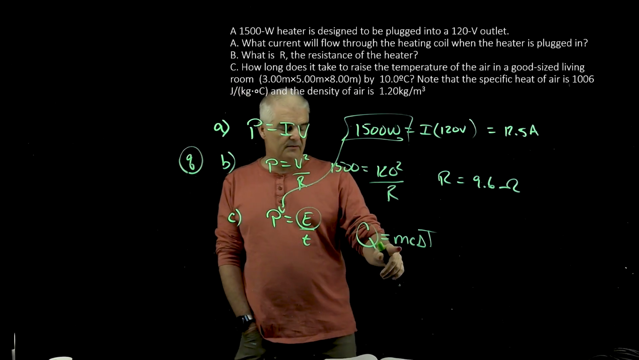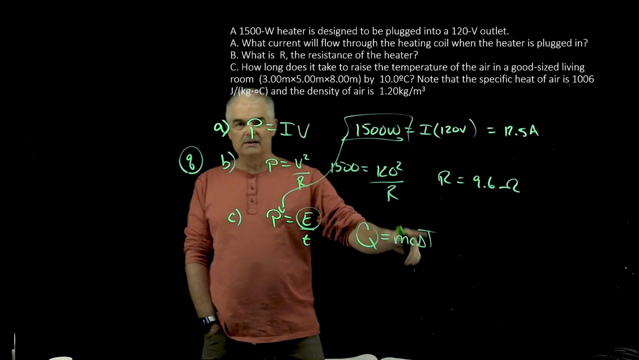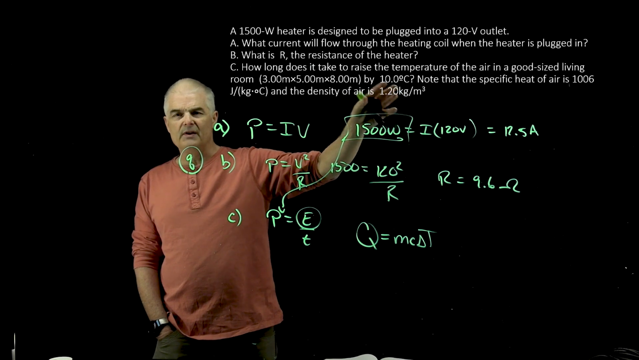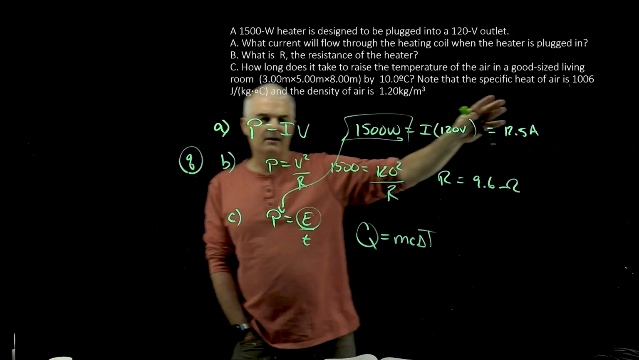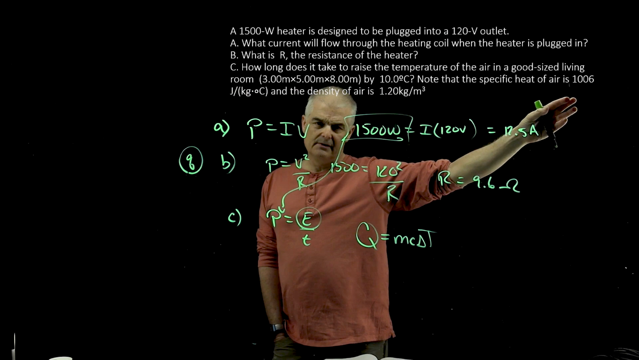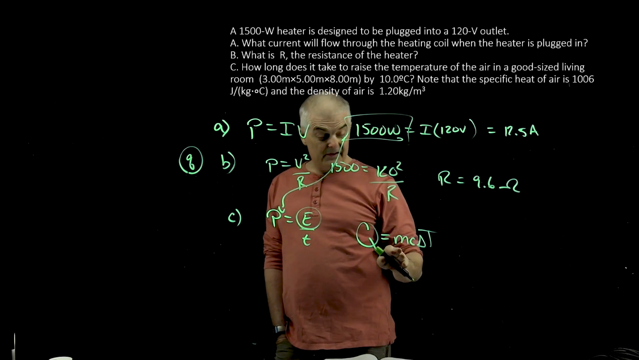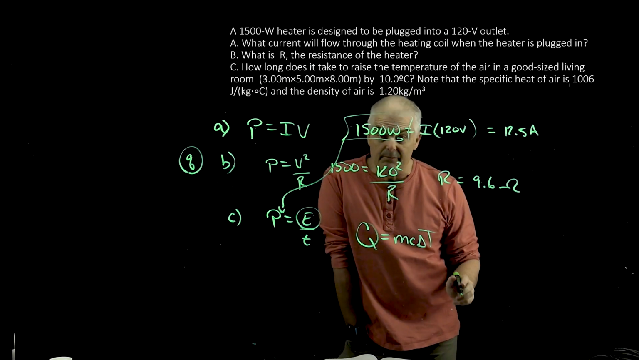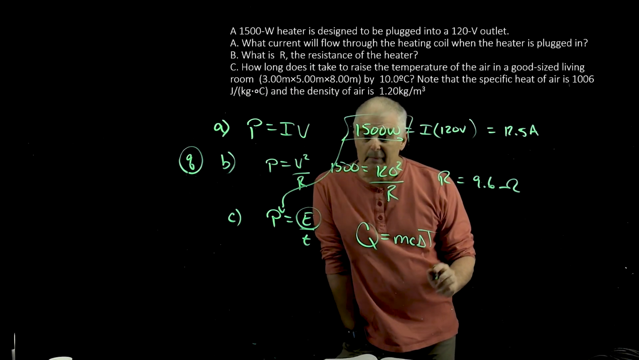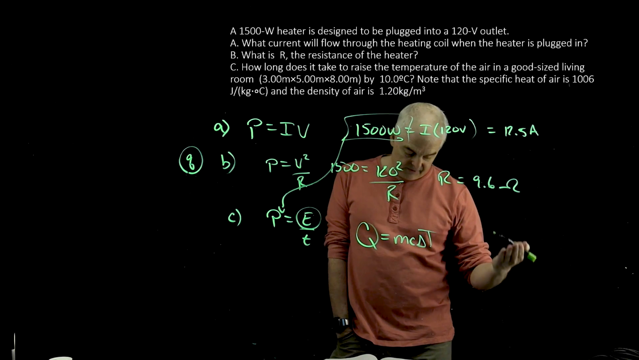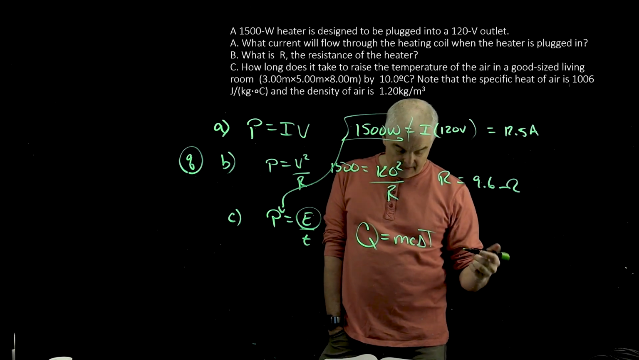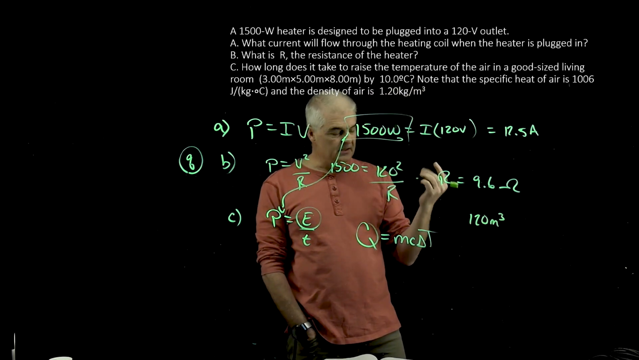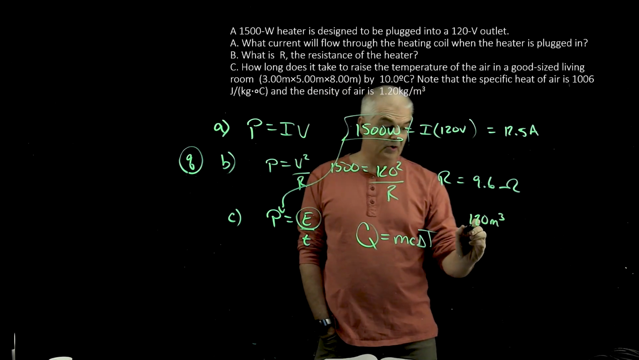So if we knew the mass of the air times the specific heat of the air times the change in temperature. Notice we've got the change in temperature. You want to raise it 10 degrees. We know that the specific heat of air is this 1006 number. And so I have to find the mass of the air. So the mass of the air is a little tricky. First of all, I've got a room that is 3 by 5 by 8. So when I take 3 times 5 times 8, I get 120 meters cubed. That's the cubic volume of the room.